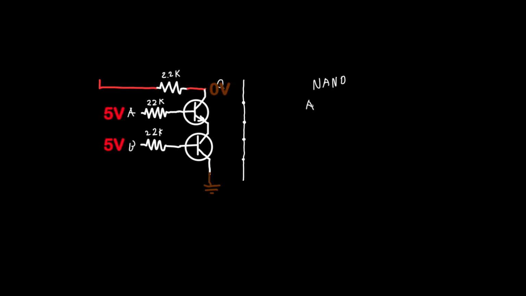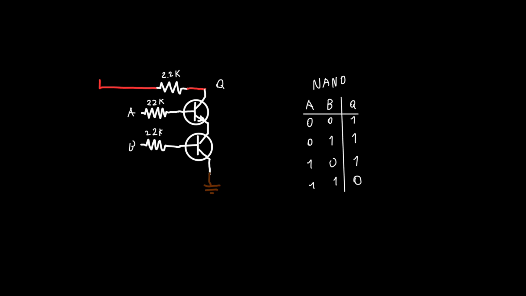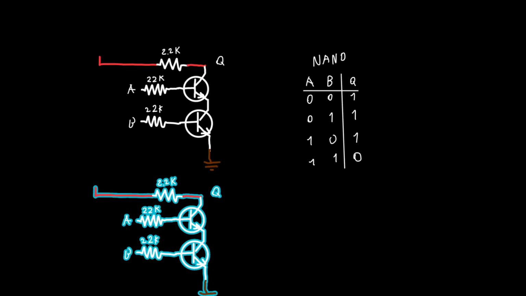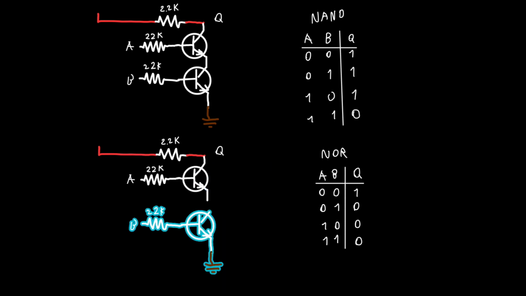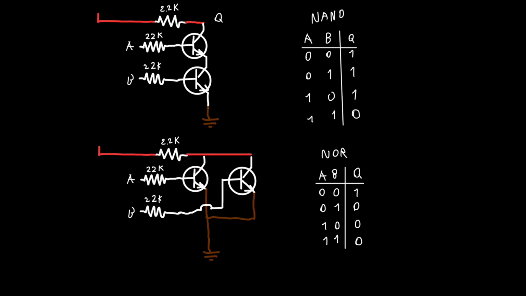What happens if we add another transistor after this one? Neither of these transistors can pull the voltage down on their own. Only when both of the inputs are positive, the output is pulled down to 0. Creating an inverted AND gate. If we put the transistors in parallel instead of series, both of them can connect the output to the ground, creating an inverted OR gate.